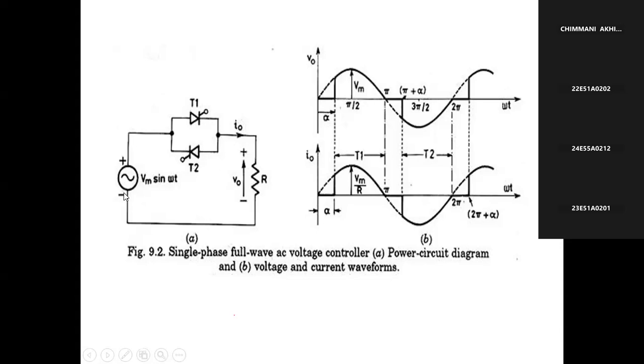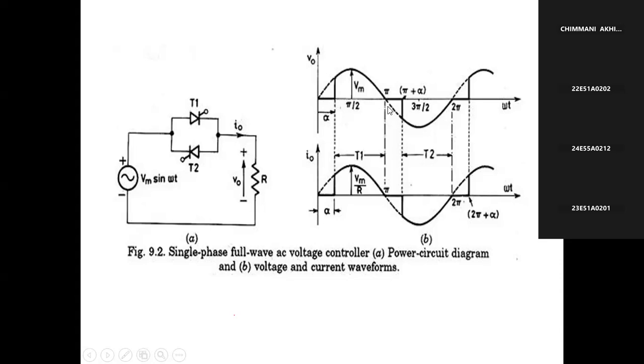Now current flows, during positive cycle, this is the polarity at the input. Current flows from negative to positive. Current always flows from anode to cathode, then through load, then again into source. So up to pi, T1 will be forward biased. So we can give firing pulse at 60 degrees during positive cycle.